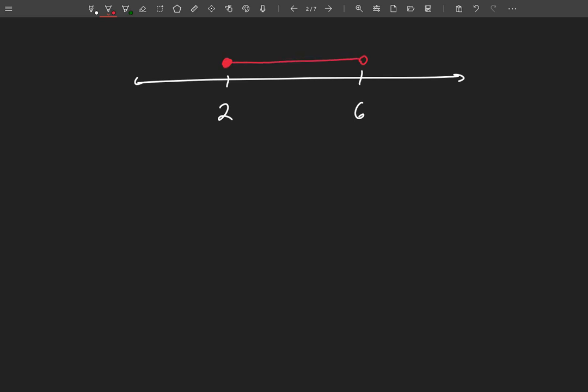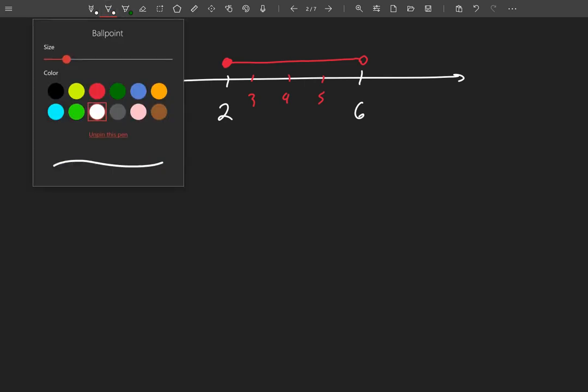Now, what kind of numbers are in here? Well, the obvious answers would be things like 3, 4, and 5, right? But also all the infinite number of fractions and irrational numbers. Pi is in there, 4.257 is in there, just everything you can think of that is between 2 and 6, all those numbers. Well, how would we write this in inequality form?